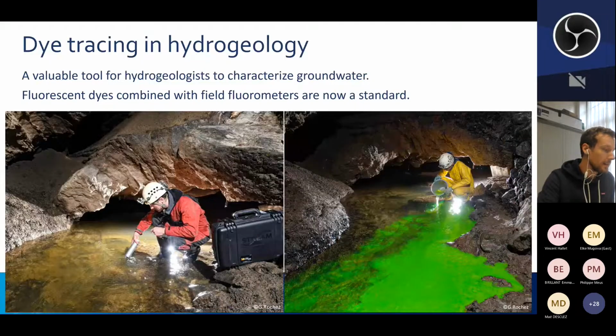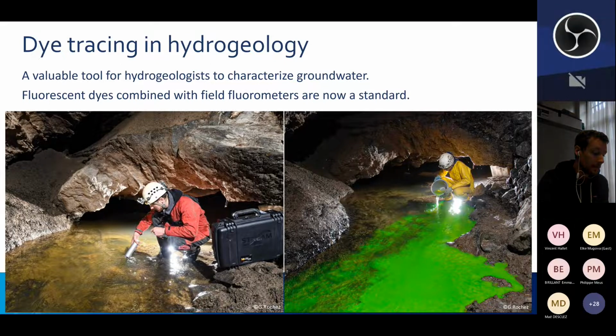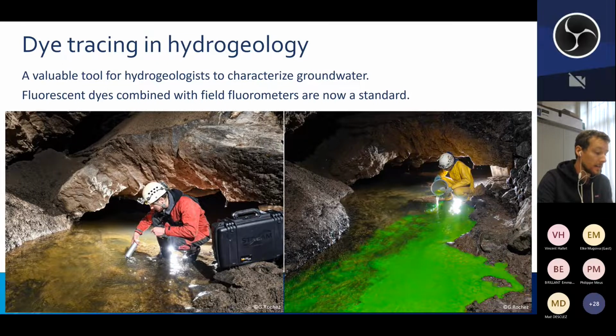So we all know dye tracing in hydrogeology and how it can be a valuable tool for field practitioners. We already had some interesting talks, and the fact is that the use of fluorescent dye combined with in situ field fluorometers has now become a standard. Of course, the field experiment is well designed, and in addition to other reference methodologies such as water sampling and also laboratory analysis. And the point is that the use of field devices is quite convenient, together with the fact that they give access to direct information about the results.